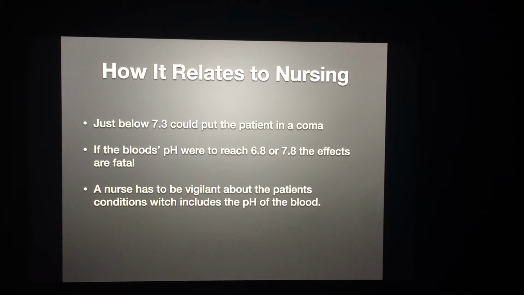How it relates to nursing. Just below 7.3 could put the patient in a coma. If the blood's pH were to reach 6.8 or 7.8, the effects could be fatal. A nurse has to be vigilant about the patient's conditions, which includes the pH of the blood.